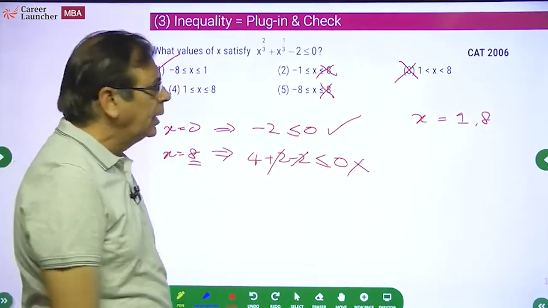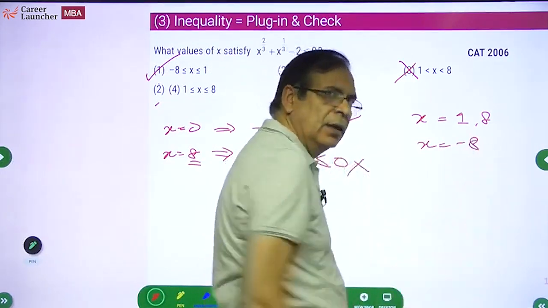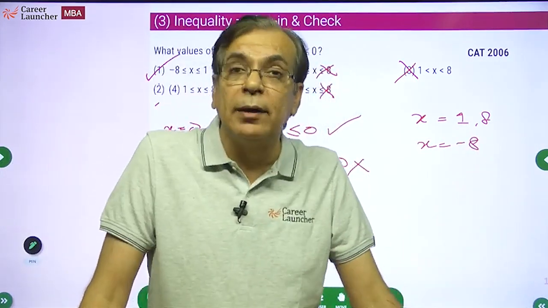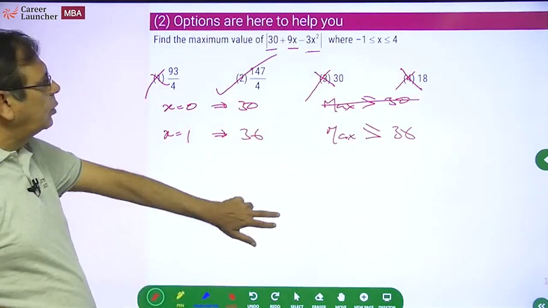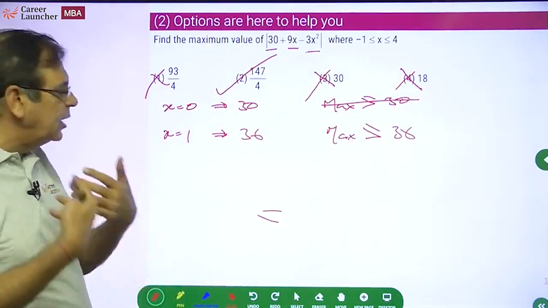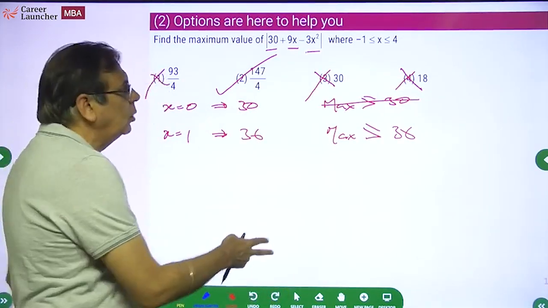Correct answer. Any other number you could have checked? You could have also checked x equal to minus 8. Why? Minus 8 is the cube of minus 2. Okay. So I hope between these 2 questions you get an idea how you have to handle algebra and inequalities. Especially inequalities. This is the approach that you have to apply.